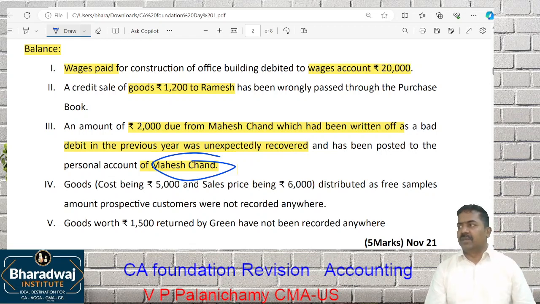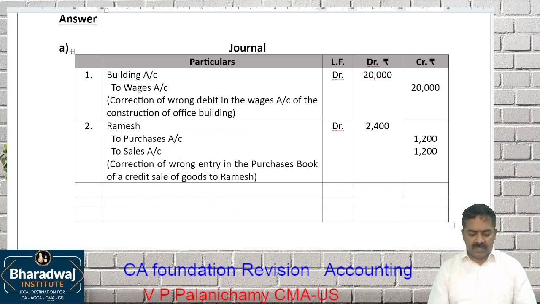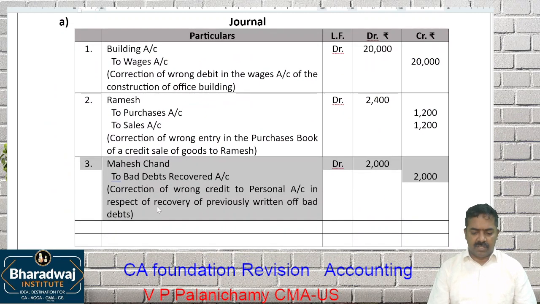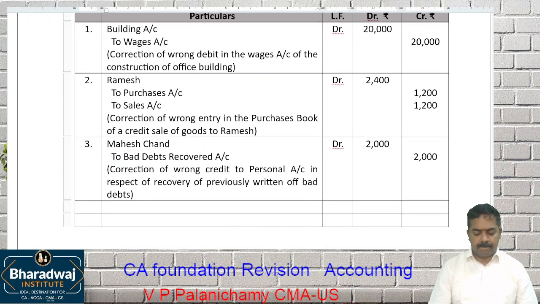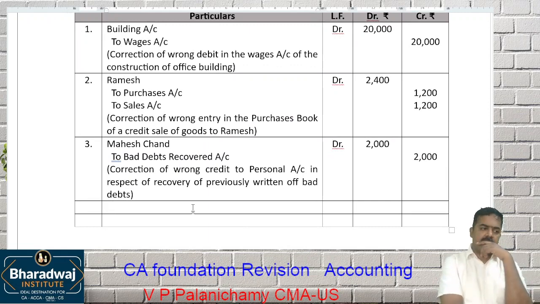You should have credited which account? Bad debts recovered. But it was wrongly credited in which account? Mahesh Chand account. You should have recorded it in bad debts recovered account, but wrongly taken in Mahesh Chand account. So debit what is wrongly credited, credit what should be recorded correctly. Narration and all you can write in the exam. Just write the journal entry alone for classroom purposes.